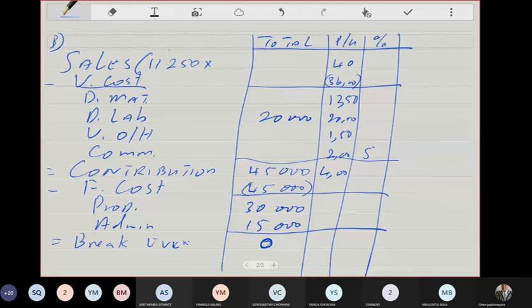So multiply this by 40. Then that's going to automatically take you to the break-even value. So 11,250 times 40. So you've got a total of 450,000. Then you take again the same 11,250, multiply it by your variable cost per unit of 36. Then that gives you 405,000.